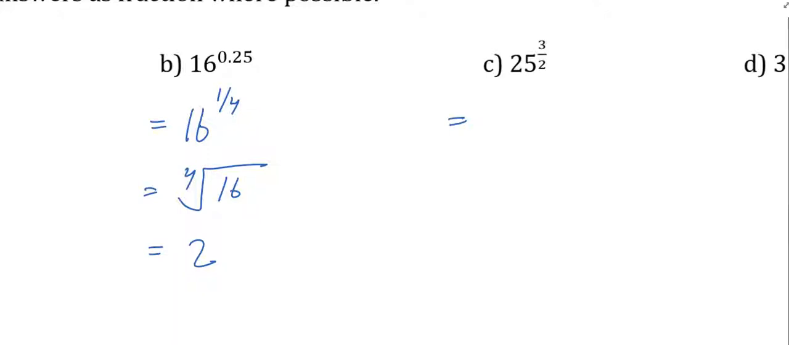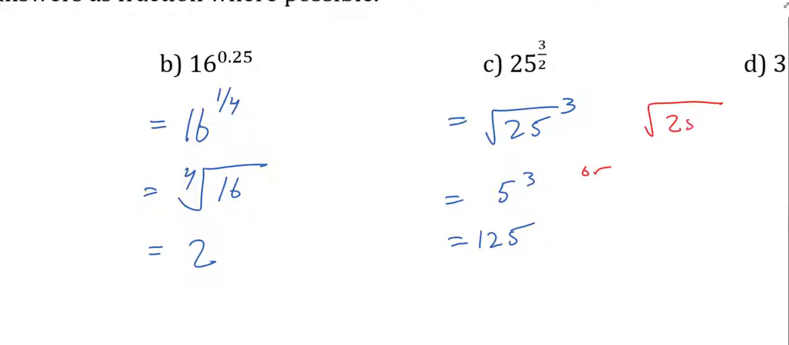Square root of 25 cubed. Nice. Square root of 25 is 5. 5 cubed is 125. What if I had done it this way? Square root of 25 cubed.